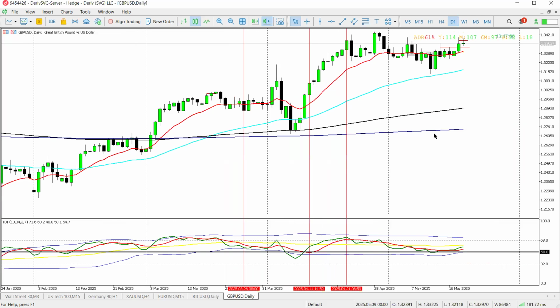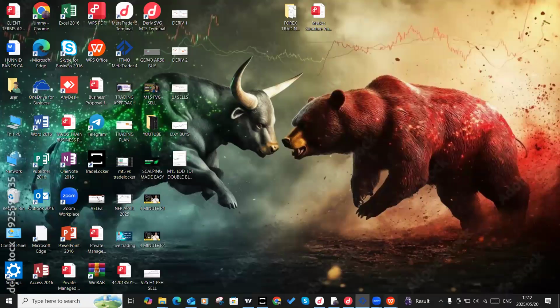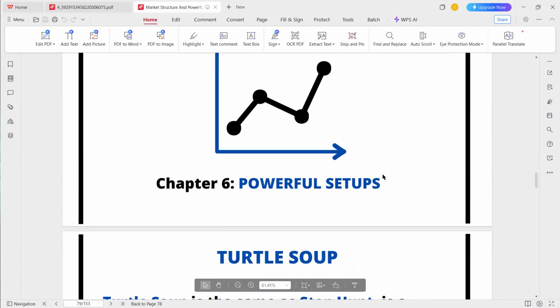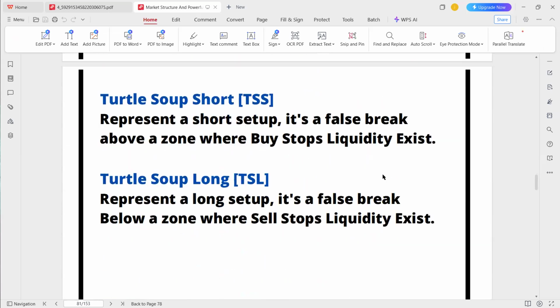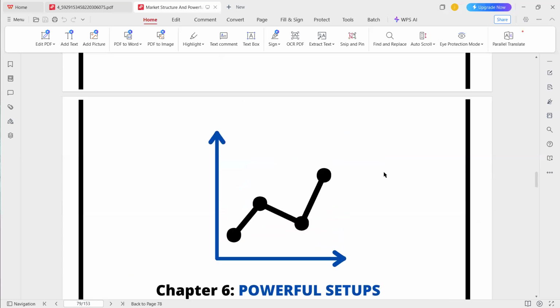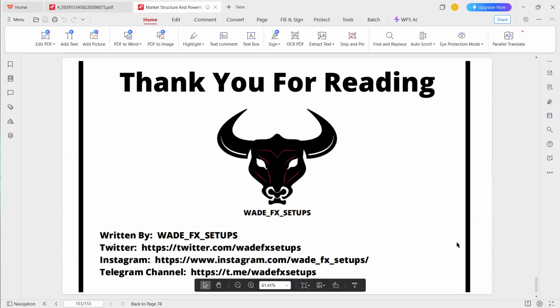So I don't think I've got anything else here to add. Special shout out to Wade for giving us this opportunity to go through his book. The next chapter is chapter 6, whereby we're now going through the setups. Yeah, so let me not confuse you guys. We'll be going through chapter 6, powerful setups. This is actually a good book and I would recommend it to anyone.